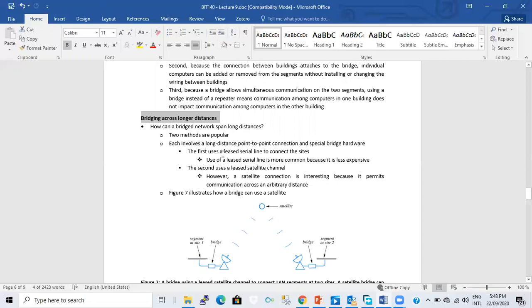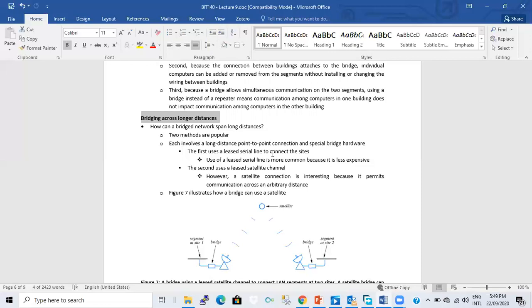The first option uses a leased serial line to connect the two sites. The use of a leased line is more common because it's less expensive. For example, there are companies, even service providers, that will have fiber laid from Kitwe to Ndola. So you can use that leased line to connect your two long distance sites. And then when you reach your destination, that's when you bring in the aspects of bridges. But you can't have bridges from Kitwe to Ndola. That would be too many bridges because every, let's say, 90 meters, you need to connect these bridges.